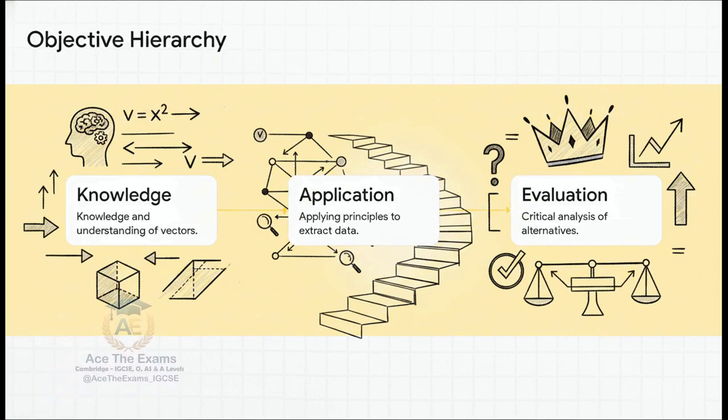Step 2 is application. This is where you extract the data from the text block, set up your equations for 2 intersecting lines, and apply the correct mathematical format. But step 3, critical analysis and evaluation. This is the holy grail of the Cambridge mark scheme. This higher-order objective demands that you check your answers for reasonableness and that you compare different mathematical approaches.